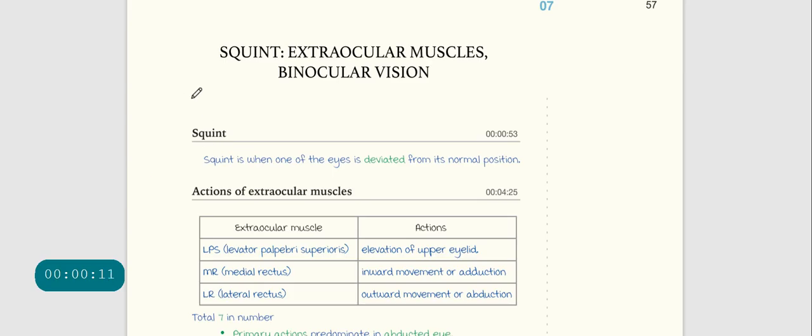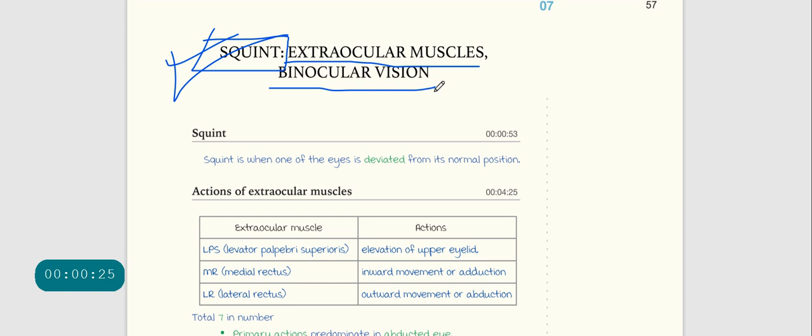Now the next very important topic in ophthalmology, a squint eye. Okay, so squint, there are extraocular muscles we are going to study and binocular vision. So we are going to study basically first the squint. What is squint? Very easy, when one of the eyes is deviated from its normal position.